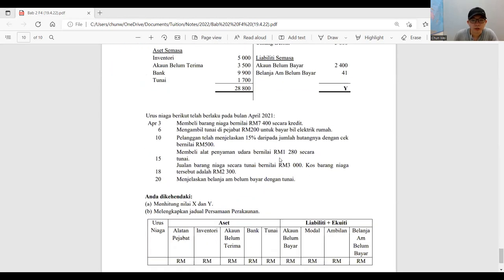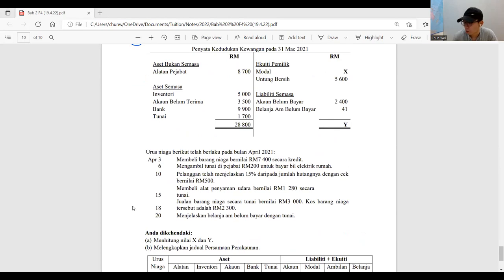So here, let's hitung X and Y. So what are the X and Y? This one. X and Y. So how much is X? We don't know yet, but definitely we know how much is Y, isn't it? Then, so how much is Y? Y, this jumlah on your right, is always the same with the one on your credit side. All right, the 28,800. By the way, this is the credit.